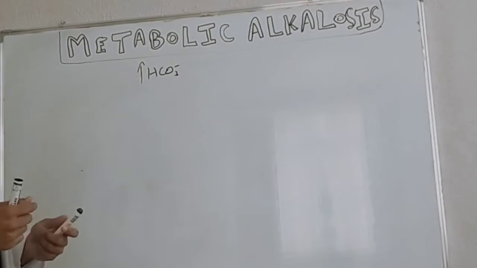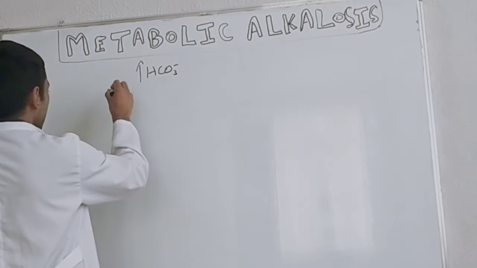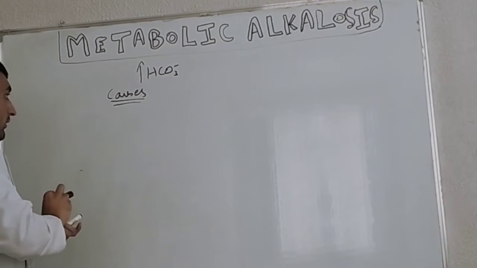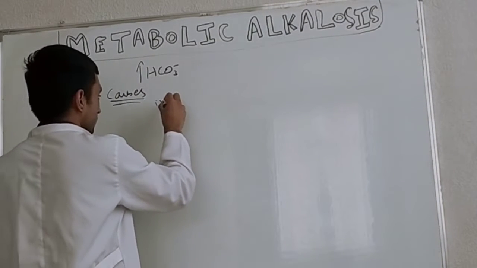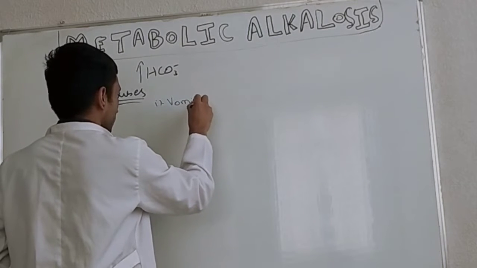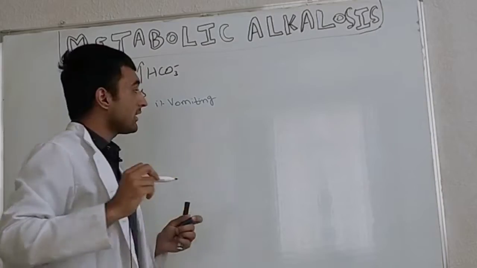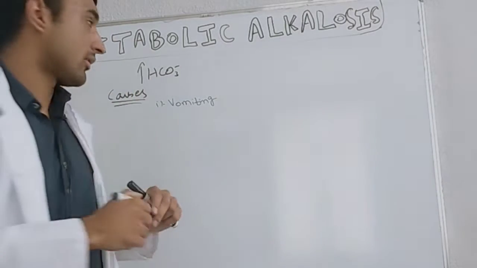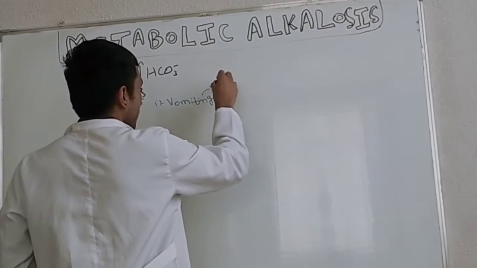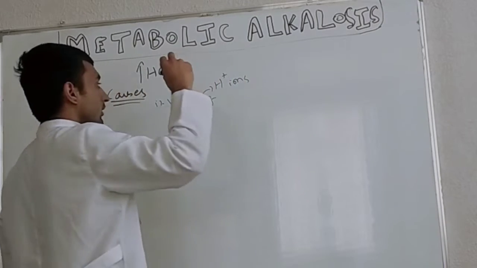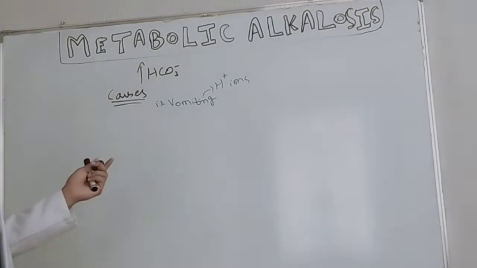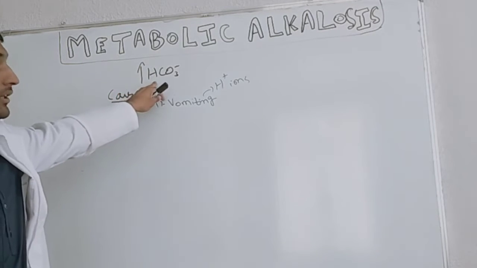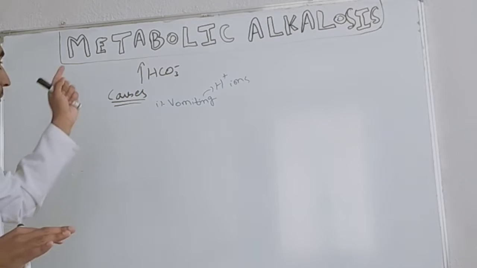So what are the causes of metabolic alkalosis? The first cause is vomiting. Vomiting is a contributing factor in causing metabolic alkalosis, because in vomiting there is a loss of hydrogen ions. Due to the loss of hydrogen ions, there is a decrease in the concentration of H ions, which leads to a comparatively increased concentration of bicarbonate ions, which leads to metabolic alkalosis.